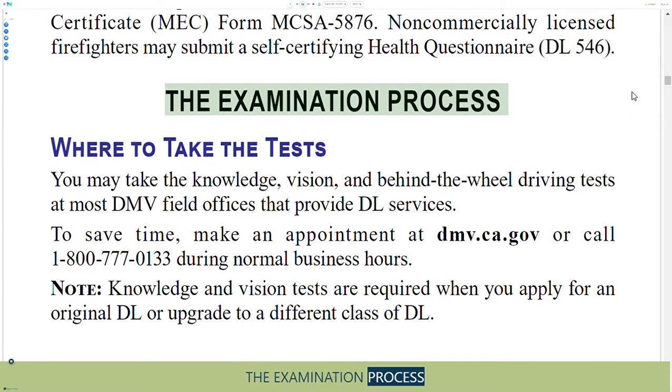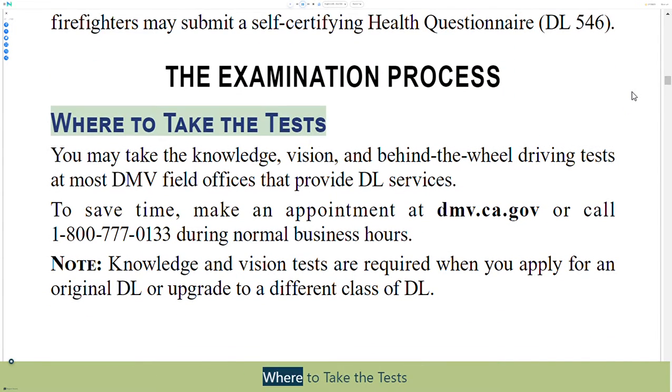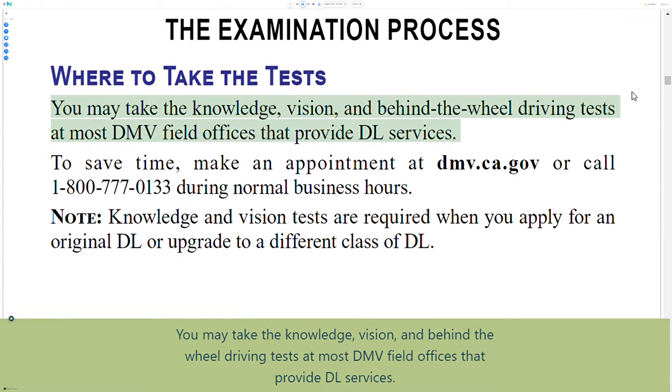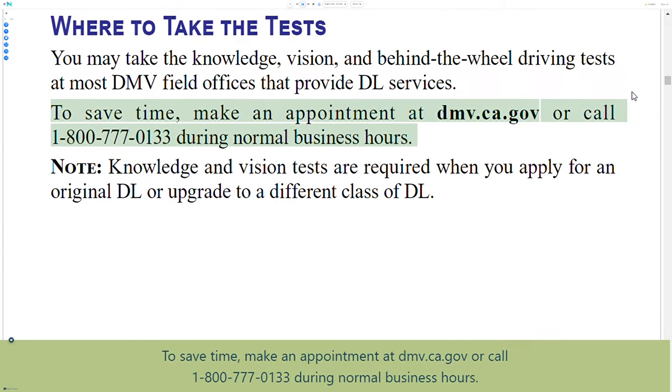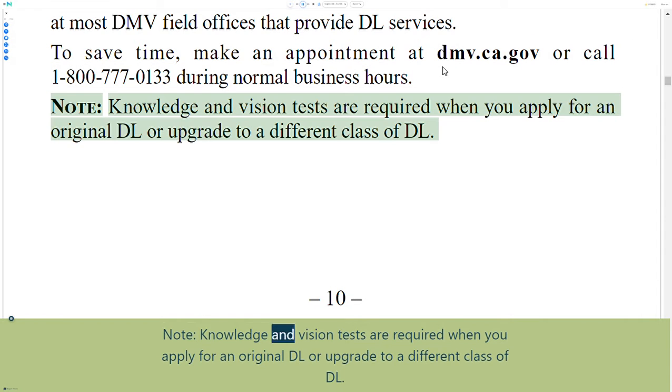The examination process. Where to take the tests. You may take the knowledge, vision, and behind-the-wheel driving tests at most DMV field offices that provide DL services. To save time, make an appointment at dmv.ca.gov or call 1-800-777-0133 during normal business hours. Note: knowledge and vision tests are required when you apply for an original DL or upgrade to a different class of DL.